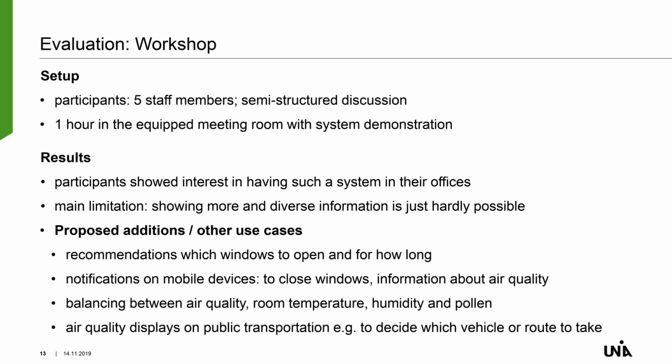An addition could be to recommend which windows to open and for how long to air the room in the best way. Additionally, notifications on mobile devices were suggested to be reminded to close all windows and to get more information about the air quality. The system could take into account more sensor data to be able to provide a balancing between air quality, room temperature, humidity, and pollen entering the room.